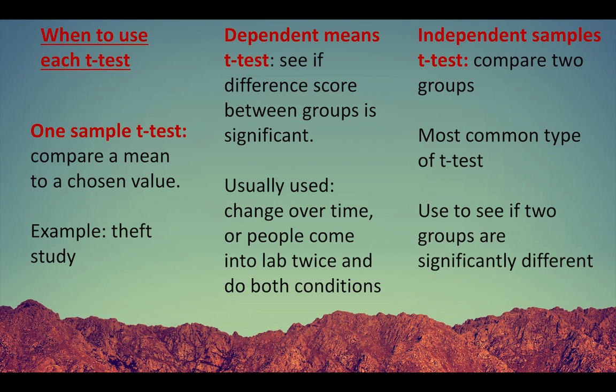The dependent means t-test is also pretty interesting. You can use this to see if the difference score between two groups is significant. This is usually used to model change over time, or when people come into the lab twice and participate in both conditions. I used this test recently in a risk-taking study.